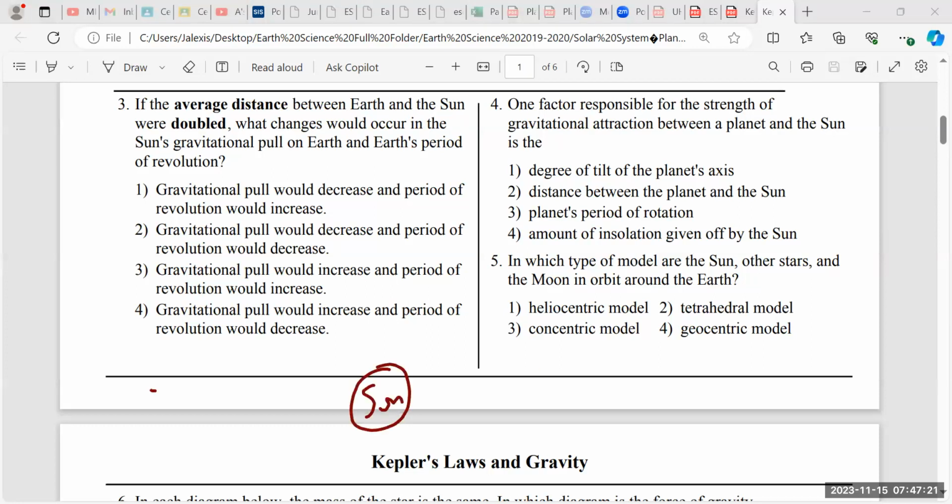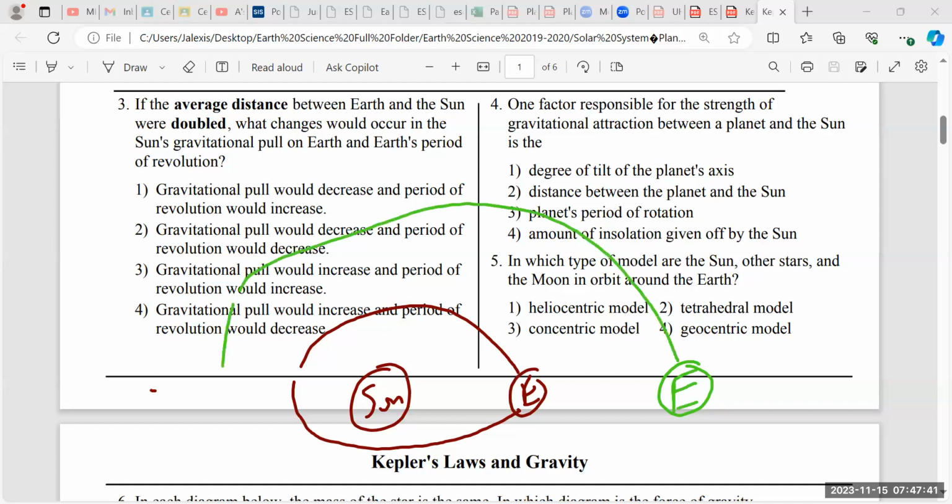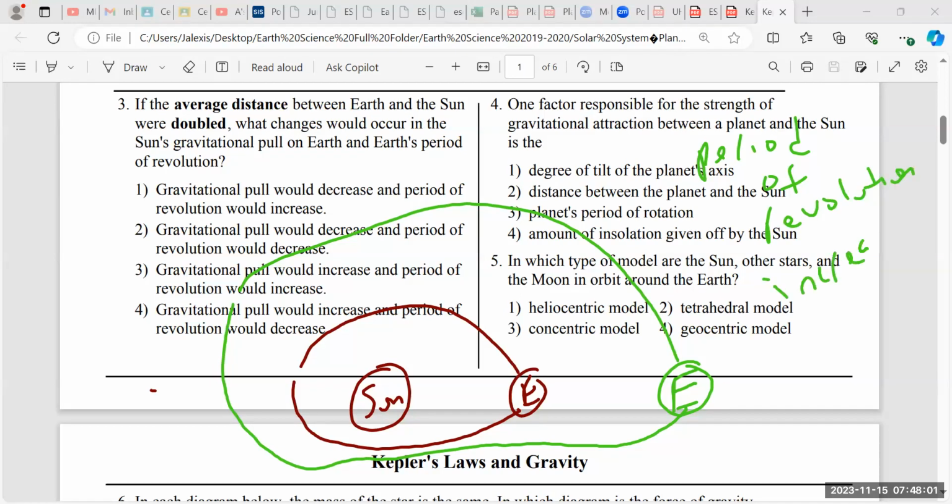If this is the sun, this is the Earth, let's say this is the original pathway. I know my drawing is horrible. Now, in the new scenario, let's do it green, the distance from the Earth is now double. So this is the new scenario of Earth. You'll see that the Earth has a longer pathway to travel. And so because of that, the period of revolution will increase. And that's why the correct answer is choice 1.